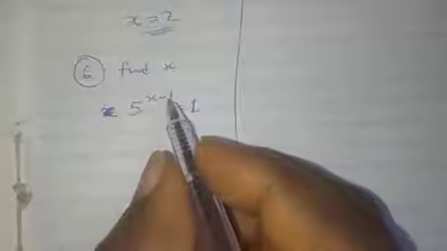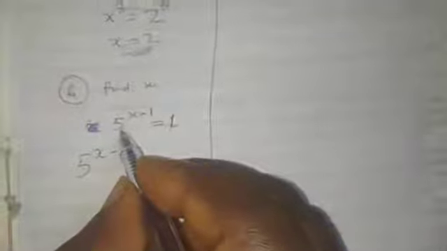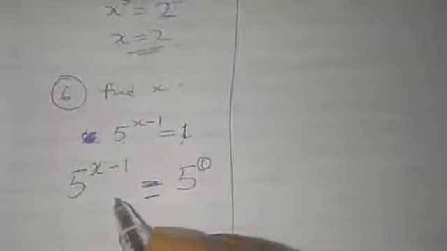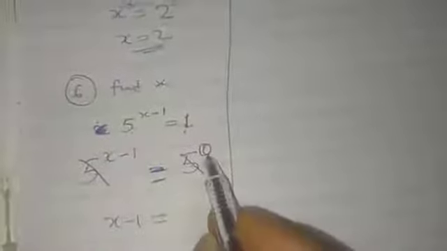Another one: 5 raised to power s minus 1 is equal to 1. So we want to find the value of s. Now, we need to recall that anything raised to power 0 is 1. So 2 raised to power 0 is 1, 3 raised to power 0, in fact, 5 raised to power 0 is 1. Since we are given 5 here, I can express this one as 5 raised to power 0. Since the bases are the same, we cancel the base. All we have left is s minus 1, and all we have left here is 0. From that place, you take minus 1 to the other side. We have s is equal to 1.